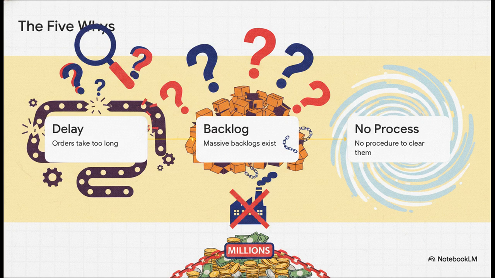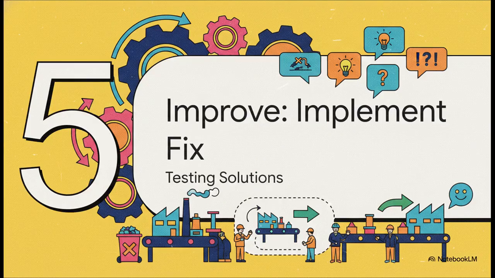Ultimately, if you ask why enough times, you uncover the real structural root cause. In this case, there is absolutely no engineered, standardized procedure for fast-tracking emergency parts through quality control. That lack of procedure was the real bottleneck holding up millions of dollars in inventory. Phase 4. Improve. Implement the fix.